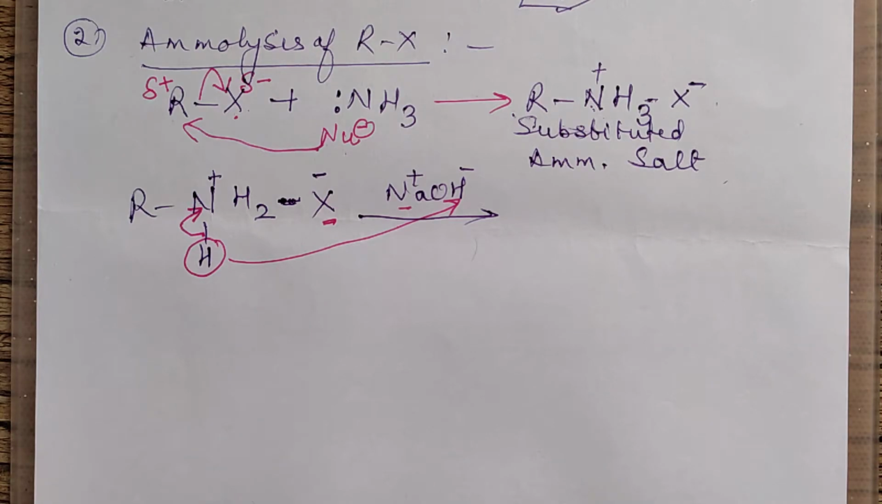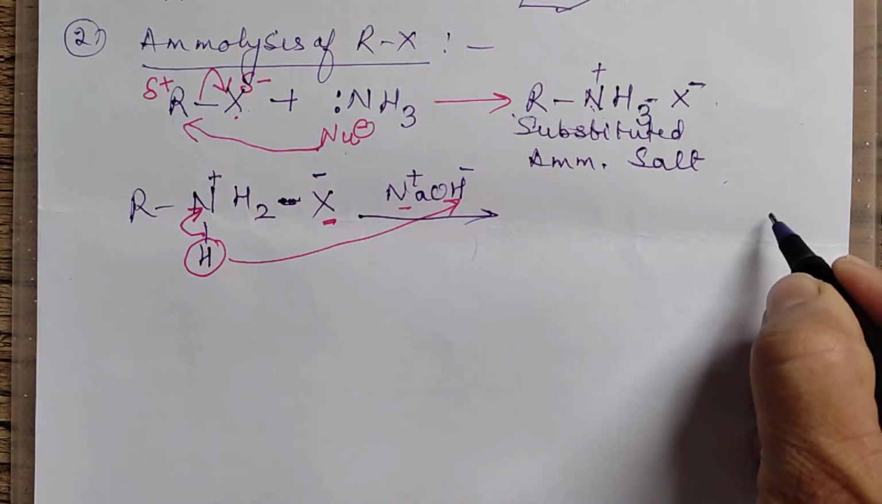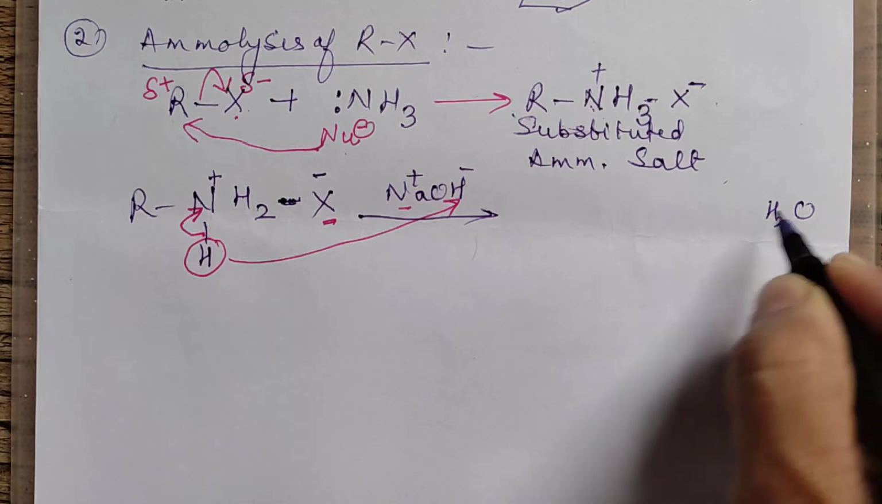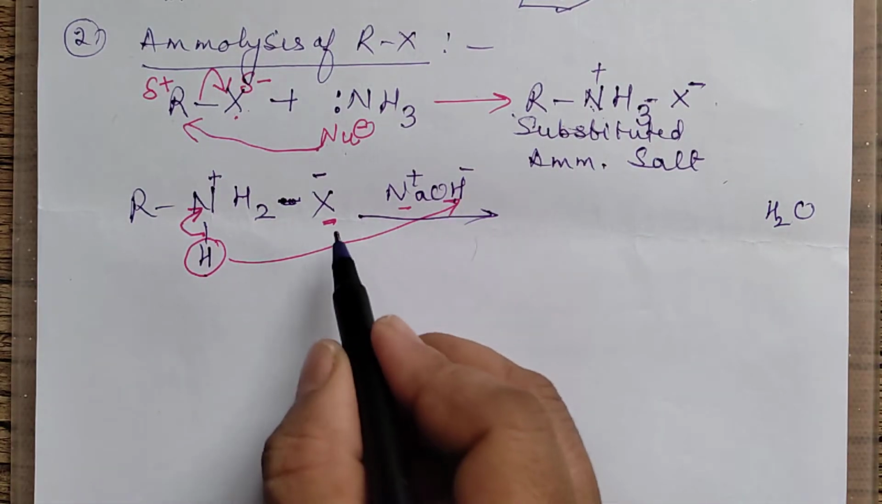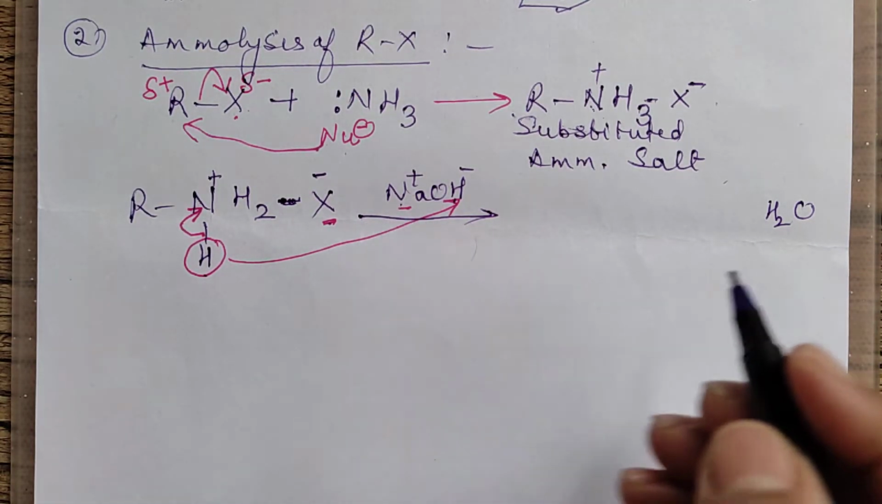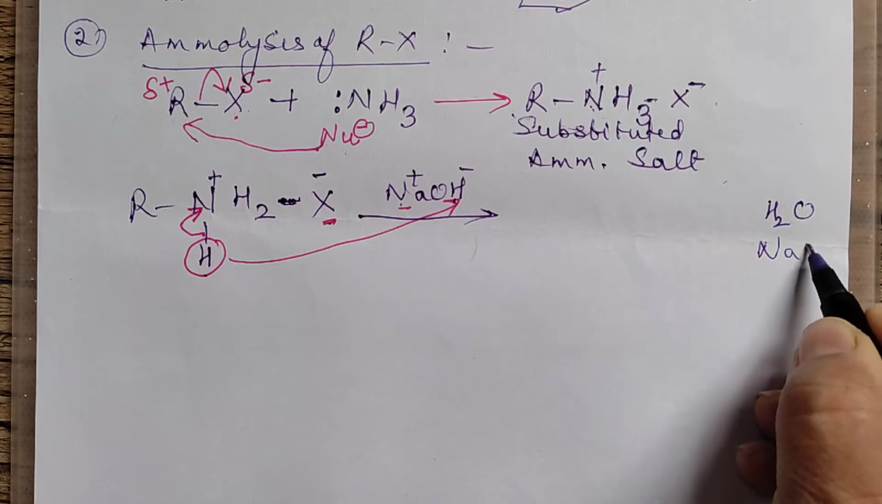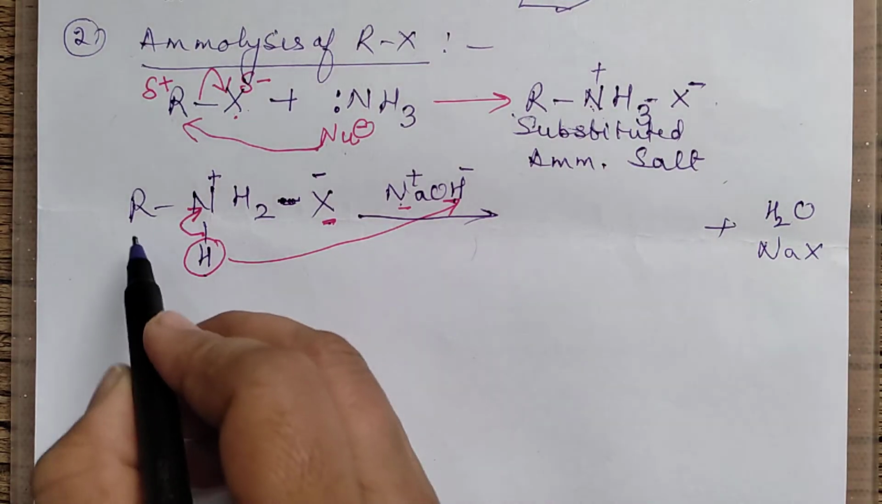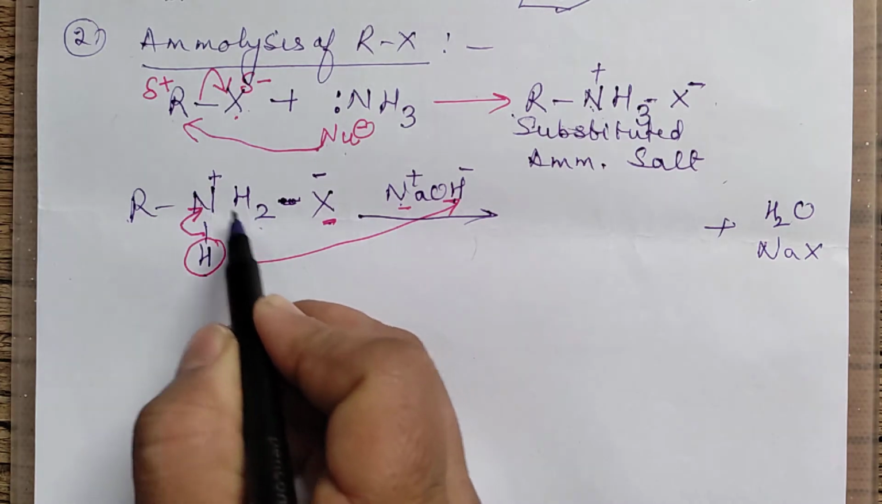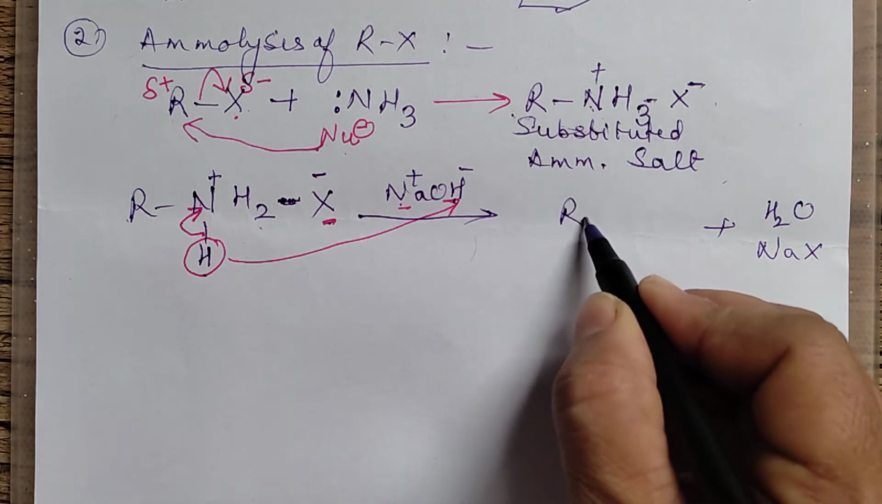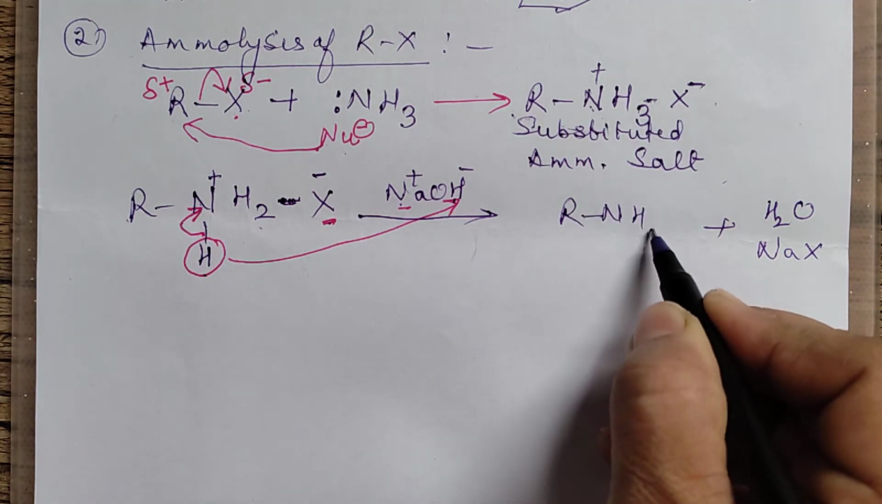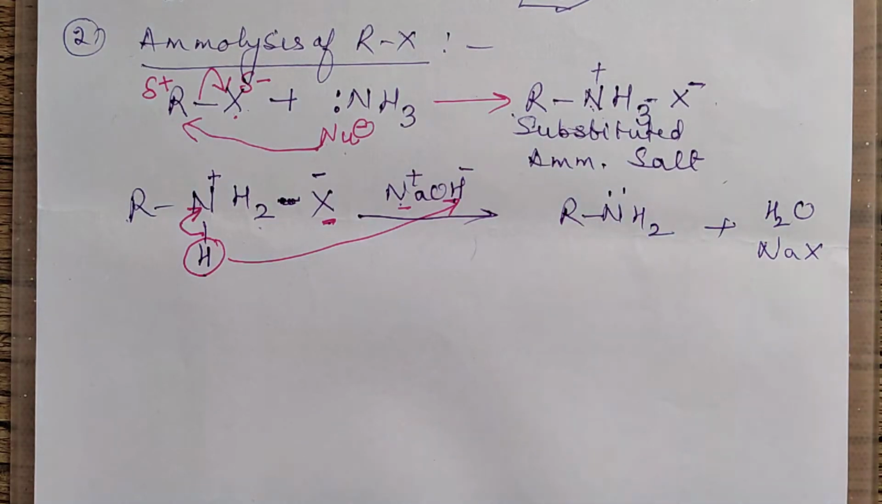So what are the products? We will write here. One is water, right? This H and OH as water. This Na with X will form NaX. Apart from that, what you are having? RNH2, and this N is having the pair of electrons back on it, right?